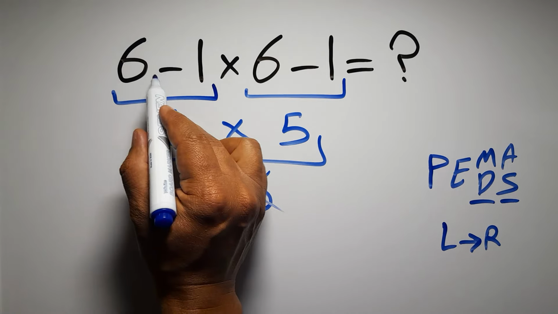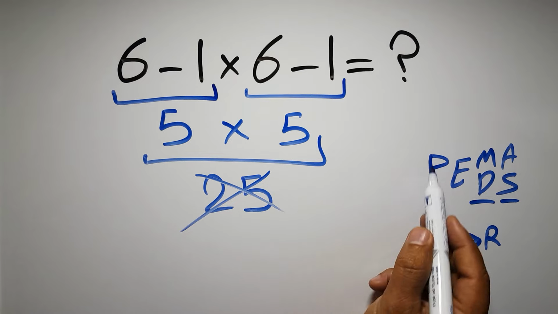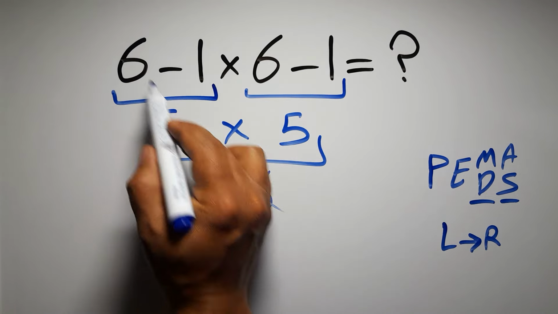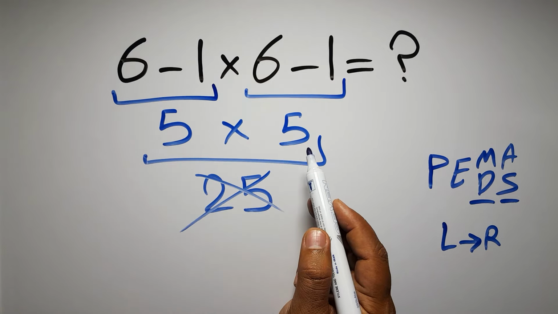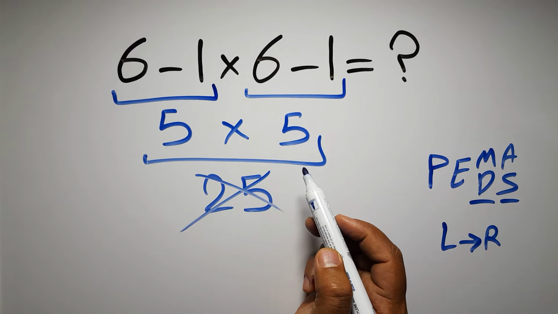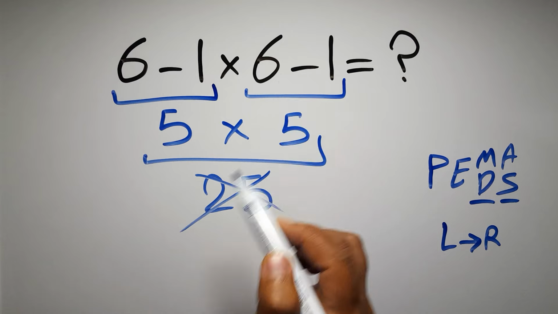Here we have 2 subtractions and 1 multiplication. According to the PEMDAS, multiplication has higher priority than subtraction. So here first we have to do this multiplication, then this subtraction, and finally this subtraction. If we do this subtraction before this multiplication or this subtraction, it is wrong.